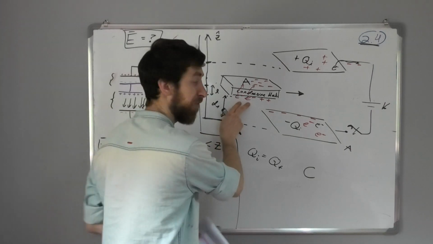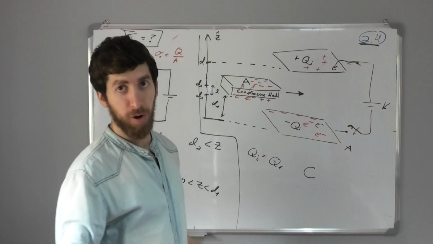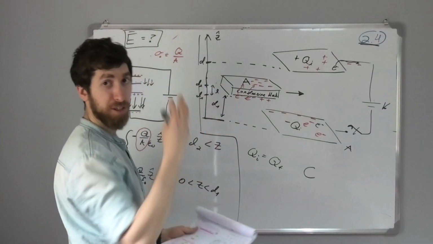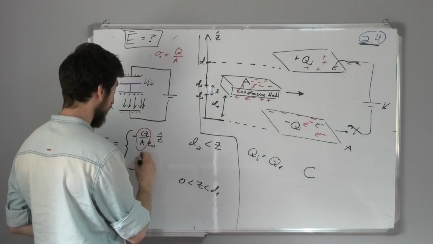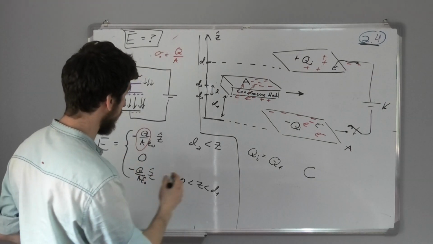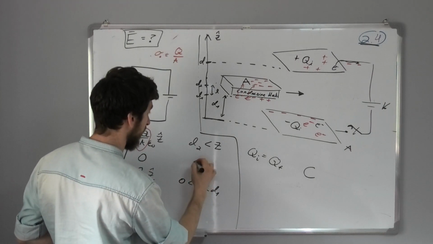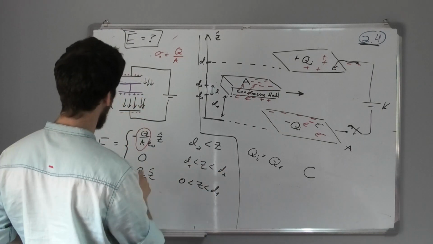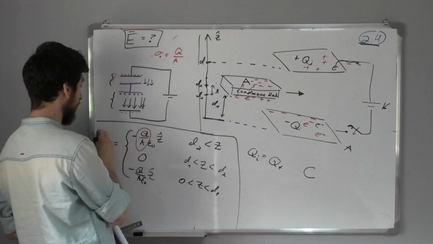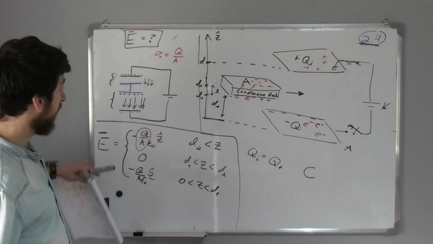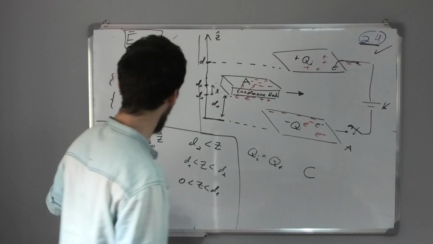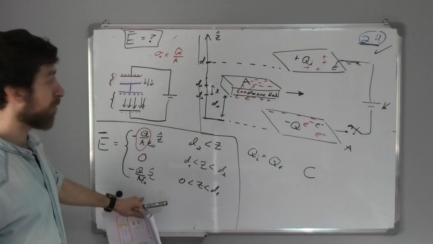And what is the electric field inside the conductor? You should know it. 0. Inside the conductor, the electric field is 0. You learned about this in the lecture. So this is 0, and this is inside the conductor, between D1 and D2. So this is the electric field. It's actually a vector, so I add here a line. And we solved 2.4. We found the electric field all over the space.